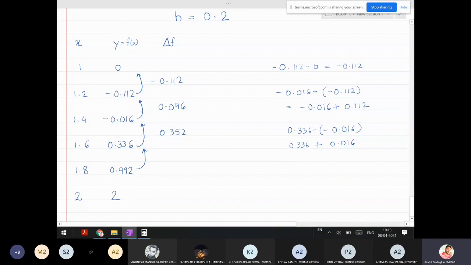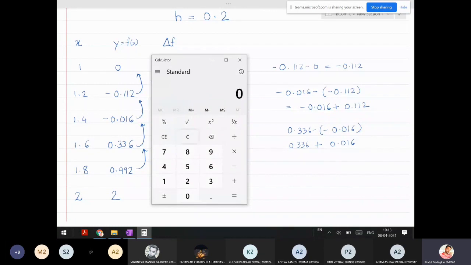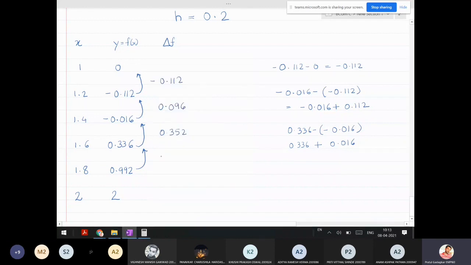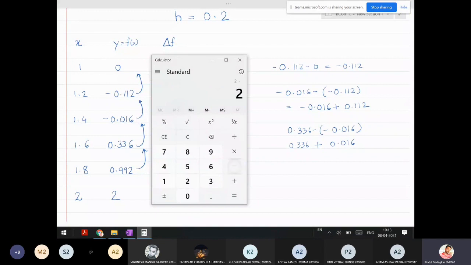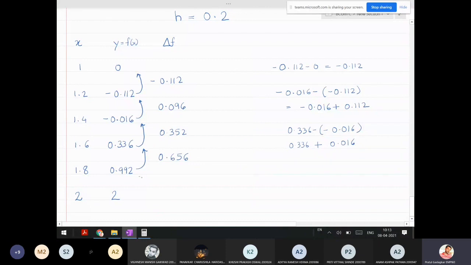Next is 0.992 minus 0.336. So that is 0.656. It had no problem, so I directly did the subtraction. Then last is 2 minus 0.992, which is coming to be 1.008. Okay, so I don't need these arrows now. I've done the subtraction. I don't need this rough calculation also, so I will erase that.